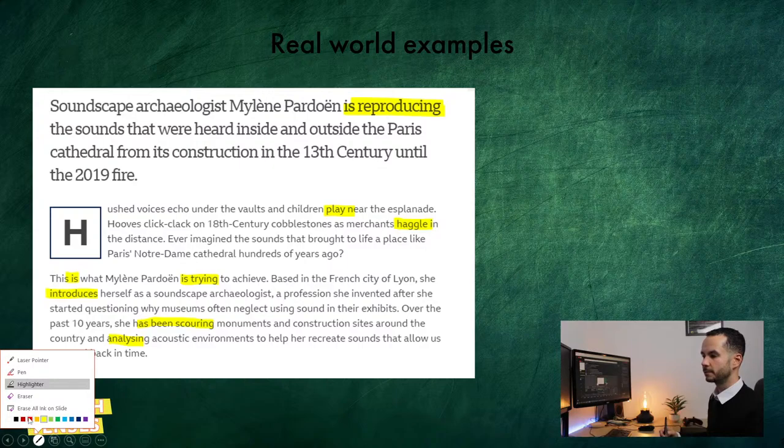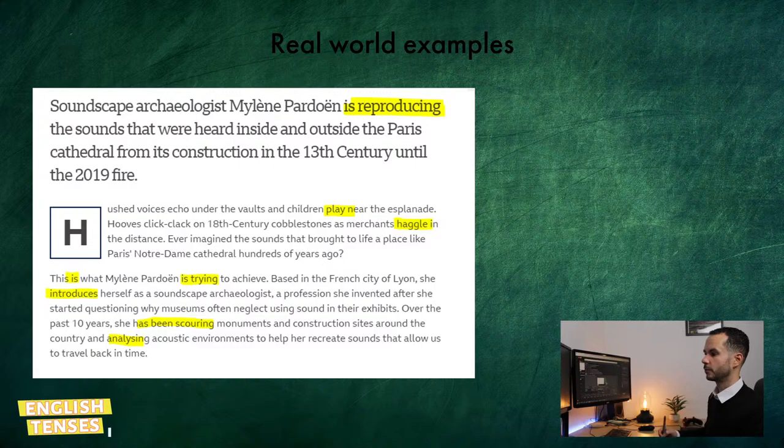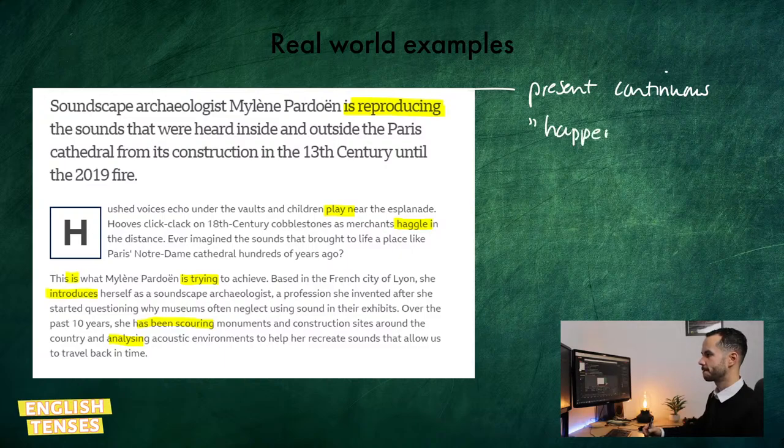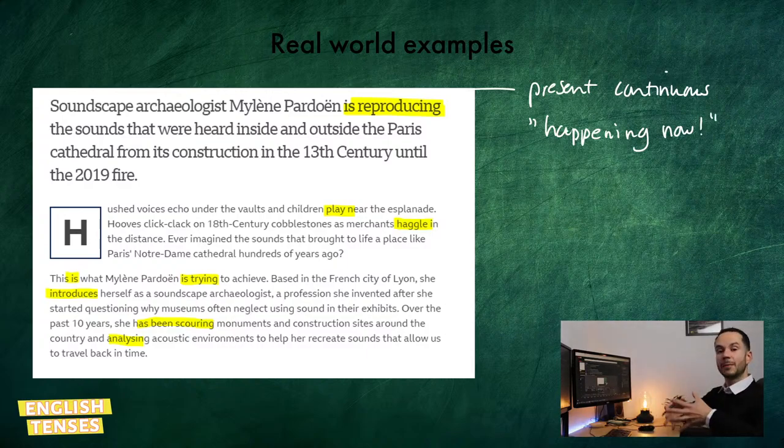So what do we see? Here, I'll do it in a different color as well, see what happens. We don't know what might happen. So here we have present continuous. Right, and this is used because this is happening now. Right, so this is something that's really happening now. She's probably doing it as we speak as well. So that's why we use present continuous.